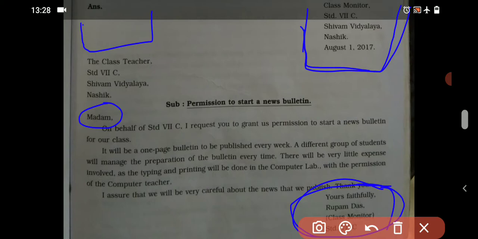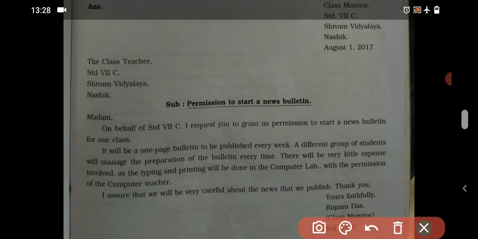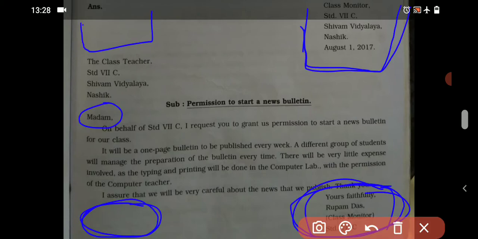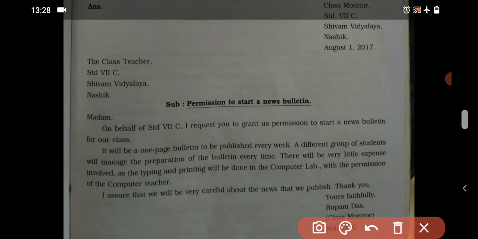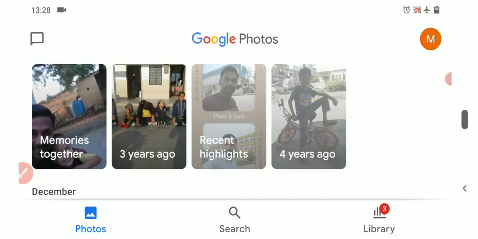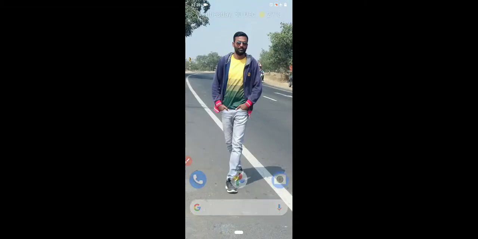Now you have to shift this ending, which is given on the right hand side, to the left hand side. So in this way, this letter can be written. You can write your own using your own idea. Let us see what is further.